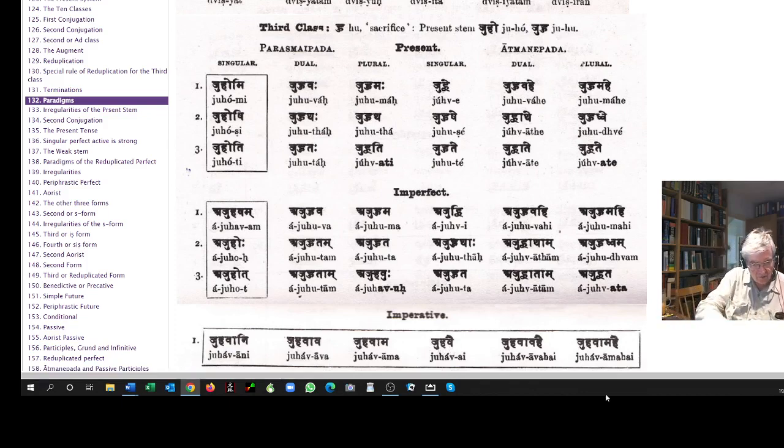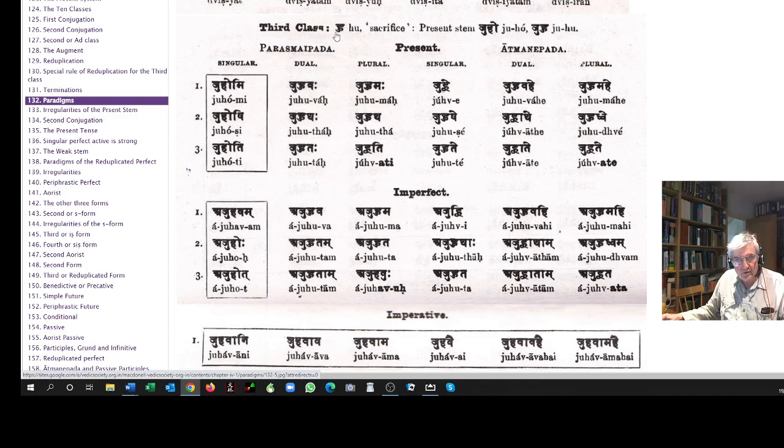Some standard rules are given under Macdonell section 129. I won't go into the detail of that here because this is just a very broad overview, but just remember that, for example, things like k and g are reduplicated with a ch and a j. The h is also reduplicated with a j. And the vowel of the root is reduplicated.